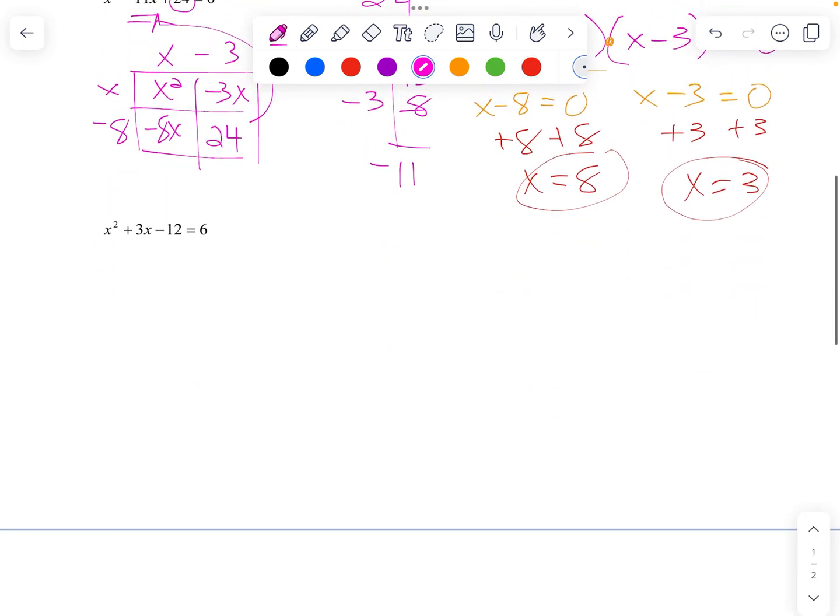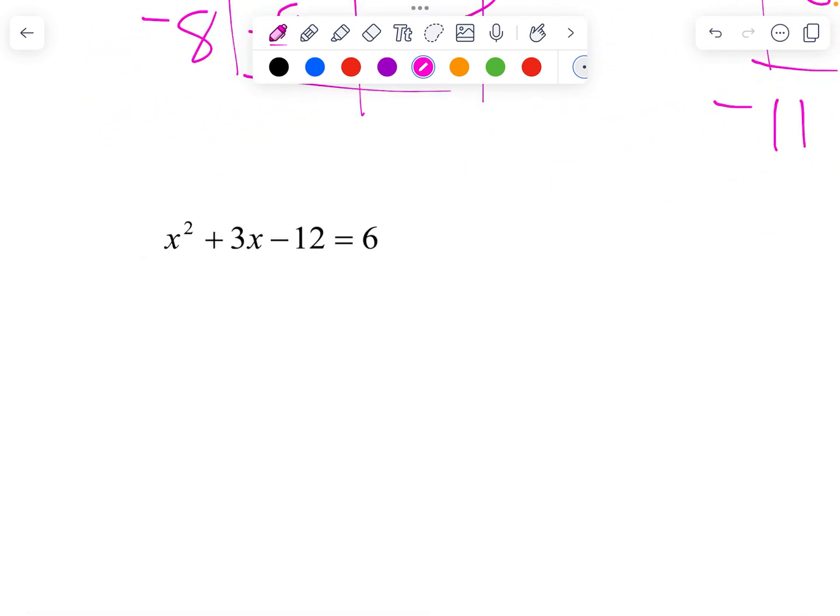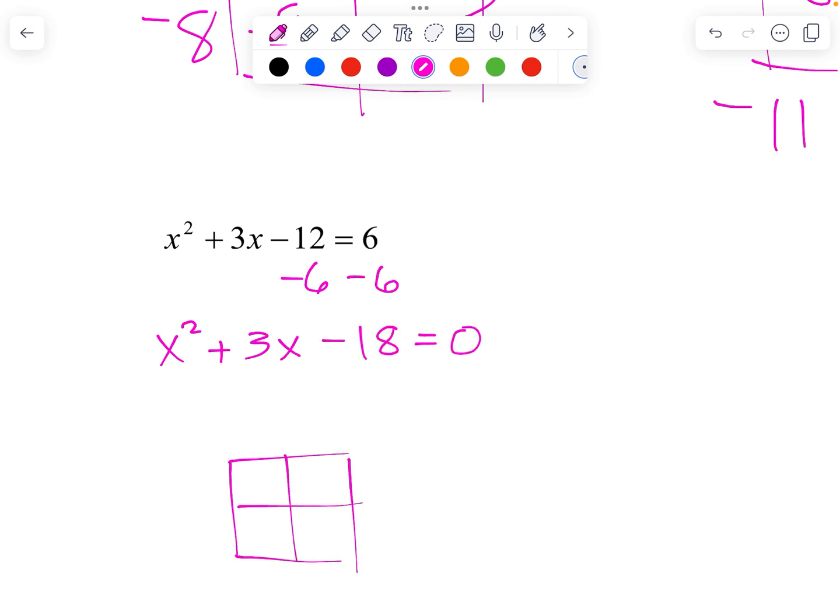Okay. And this last one, it's a little bit different because it's equal to 6. And really, we can't do that kind of trick of solving if it's equal to 6. So we're going to get this set equal to 0 first, so that we can hopefully solve this by factoring. So x squared plus 3x minus 18 equals 0. Can we find numbers that multiply to negative 18 and add to 3? They've got to multiply to negative 18. They've got to add to 3.